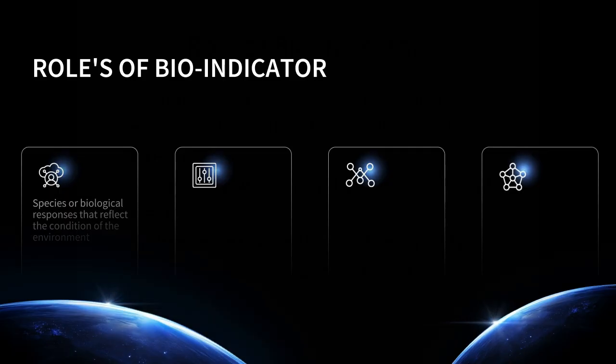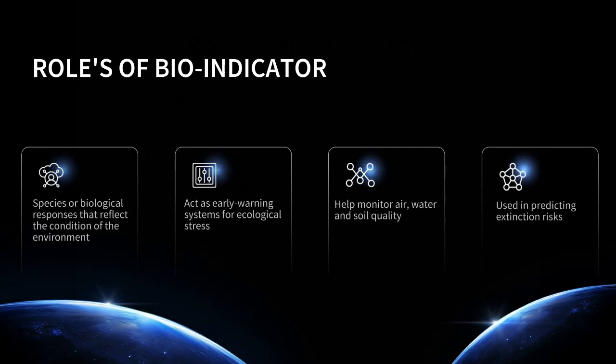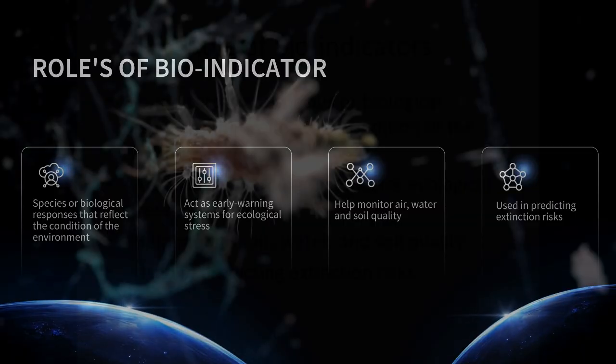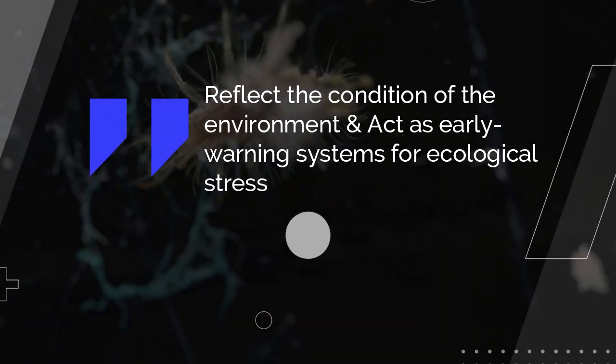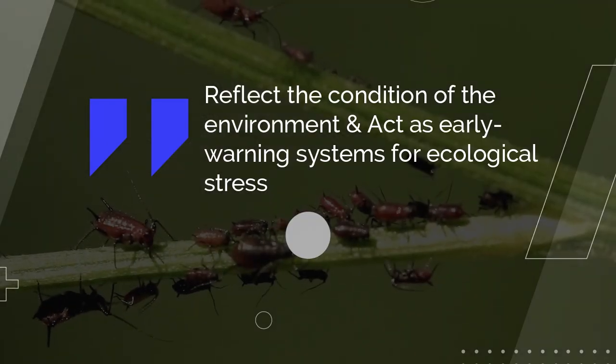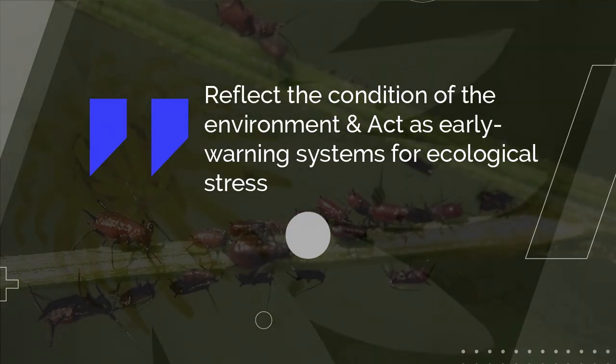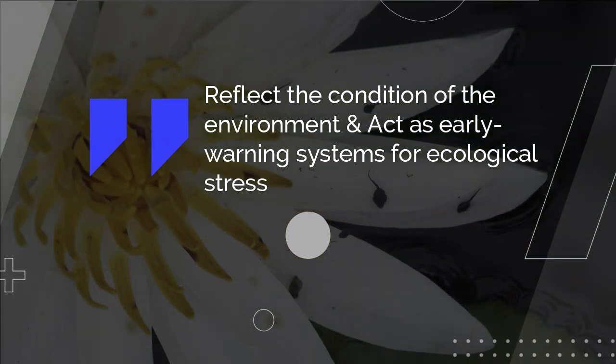Bioindicators are organisms or biological responses that can reveal the condition of the environment and the presence of pollutants. These species are sensitive to specific environmental changes and can act as early warning systems for ecological disturbances. Because of their strong interactions with their surroundings, bioindicators can reflect the quality of air, water, soil, or overall ecosystem health.